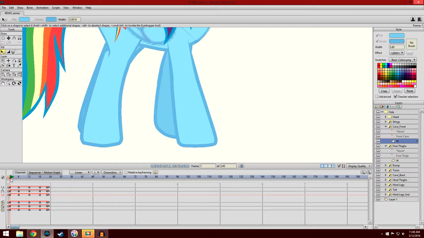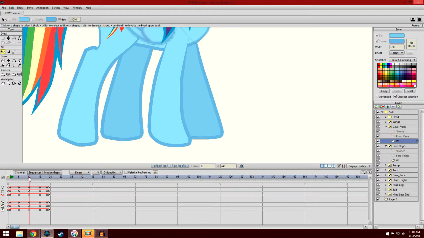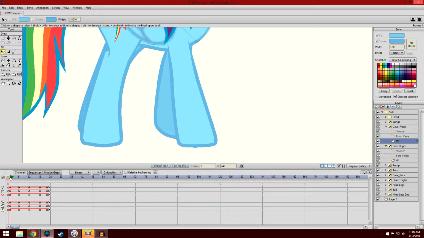So, you want to start the cycle, or at least the way I did it anyway, I started the cycle where the leg was in the frontmost position. Okay? So here's the frontmost position where the leg is going to come down after you lift it up and pull it forward. Now, since this is a 1 second animation cycle, that means that the leg is going to go to its backmost position at 12 frames, which would be here. So this is the backmost position.